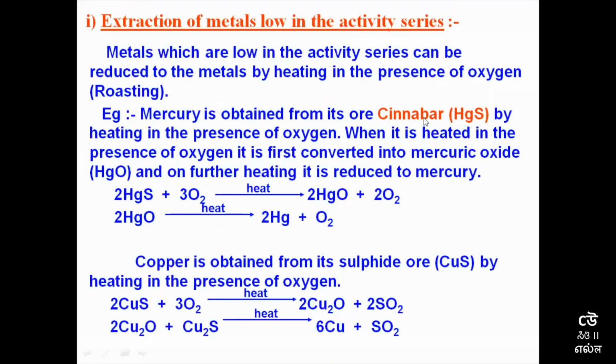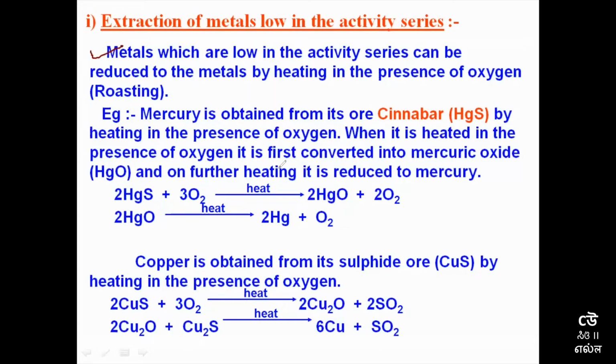Moving on to the next segment, which is about extraction of metals low in the activity series. The first title here says that metals which are low in the activity series can be reduced to the metals by heating in the presence of oxygen. If calcination takes place in the absence of oxygen or when there is a very limited amount of oxygen, then roasting, I'm sorry, roasting is the process where sulfide ore is converted to metal oxide in the presence of oxygen.